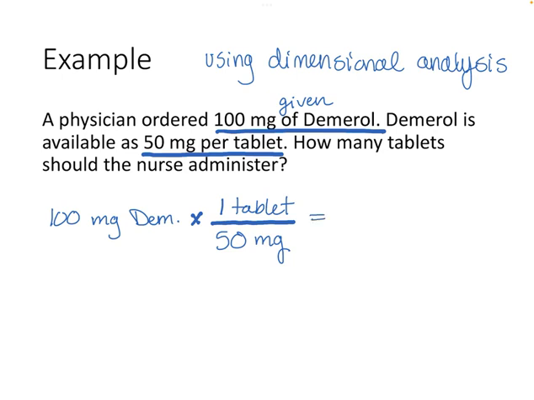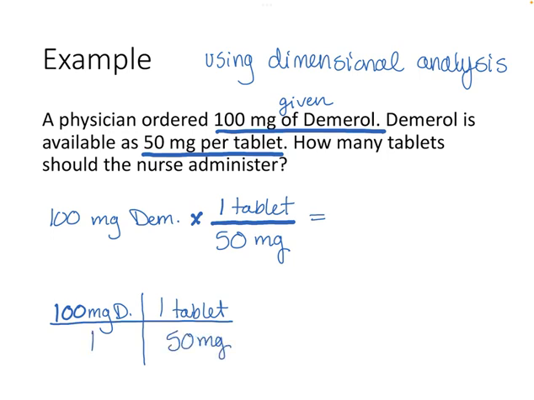Now, I have seen some students use what are called train tracks to set this up. So I'll write that down below. And you might put a 1 over here under 100 milligrams. That works too. Whatever method you prefer is totally fine.